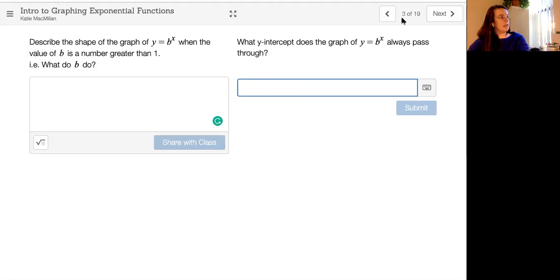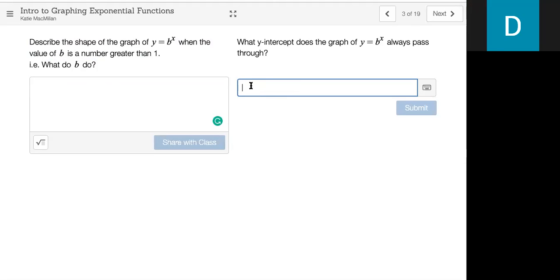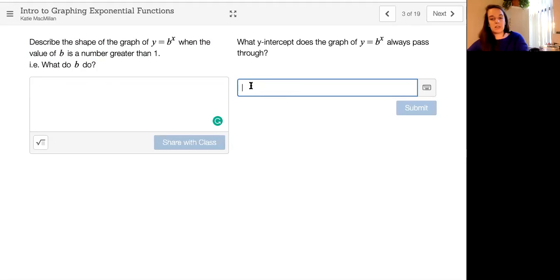So if you're on slide 3, you just have to put one number here, right? One number, or you can put an equation here if you want. So one number.